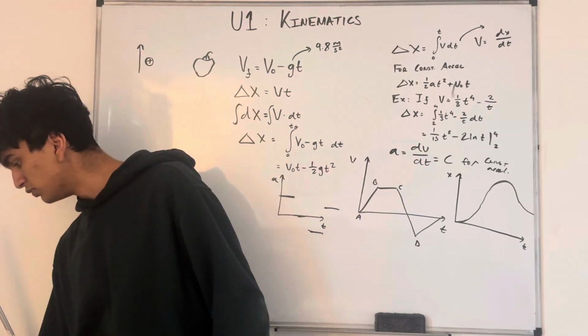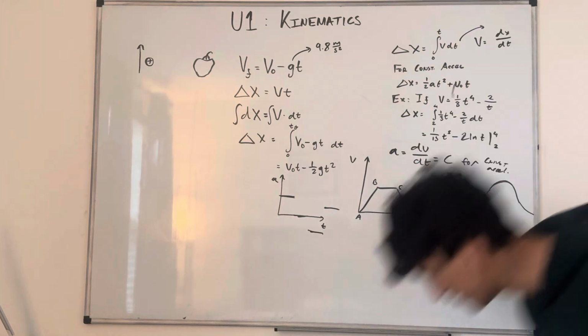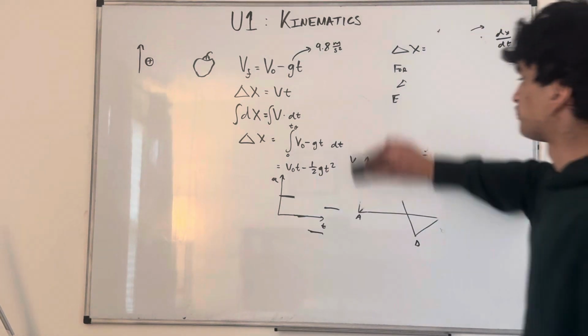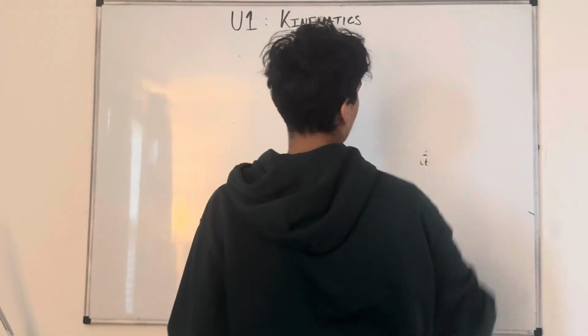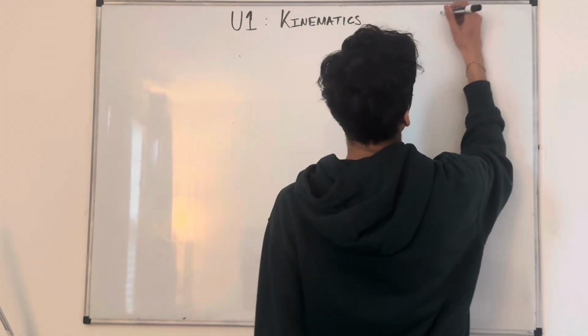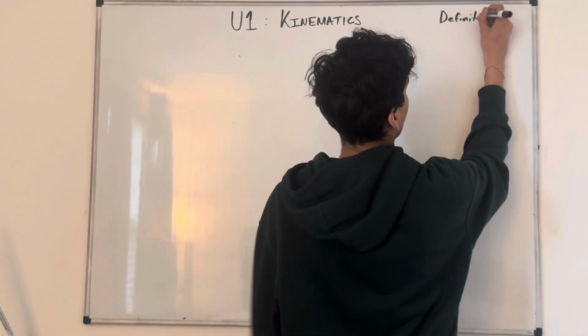Let's quickly do an example problem. And before I do my example problem, let me derive one more kinematics equation using the definitions. So I can make a definitions box. Definitions, as in how these quantities are defined.